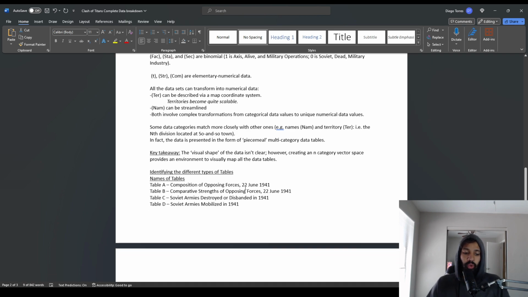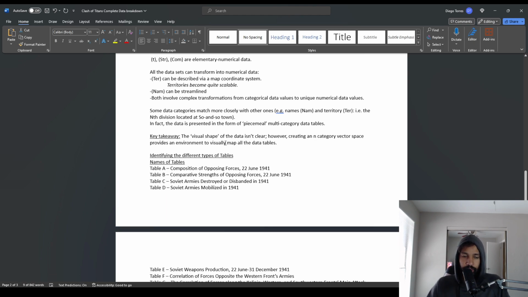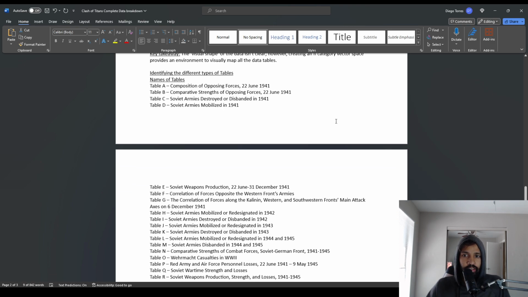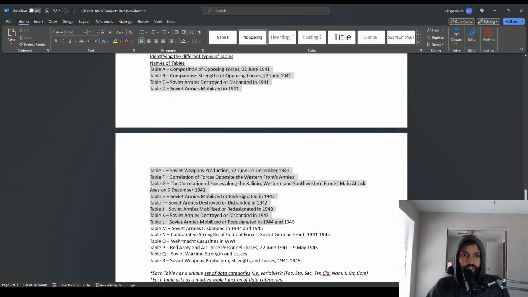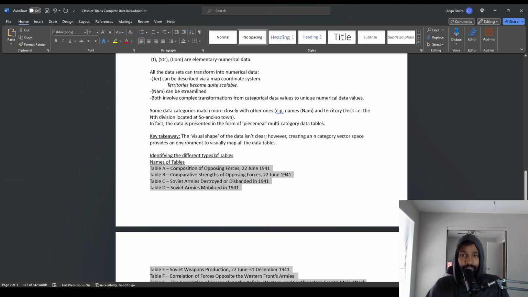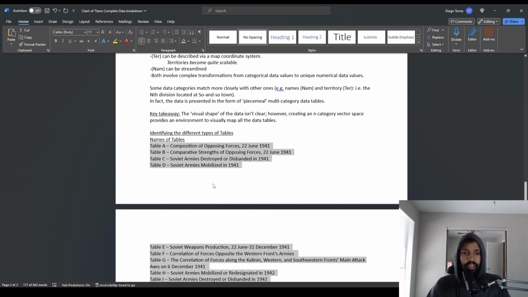So in a real sense, the mathematics is just providing us a way to look at the war in a different way. What else? So what I've done after that is that we have this large table here. And this table is just a list of all the tables that David Glantz had in this one book. It's just one book that he's had.